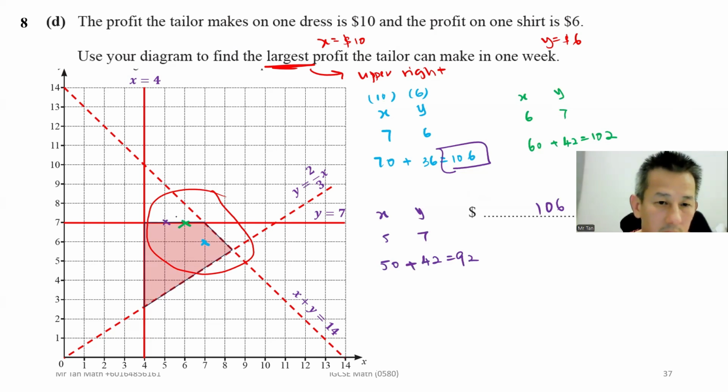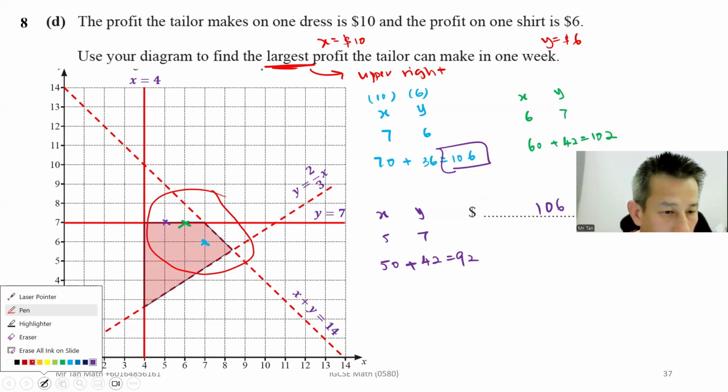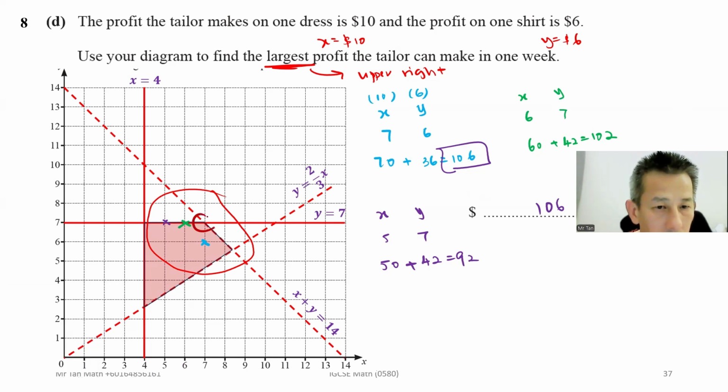The dotted line is not included. Okay, this point is not included. This point is not included. And those on the dotted line are not included. This one as well, not included. So you can take inside. Therefore, its answer is 106.